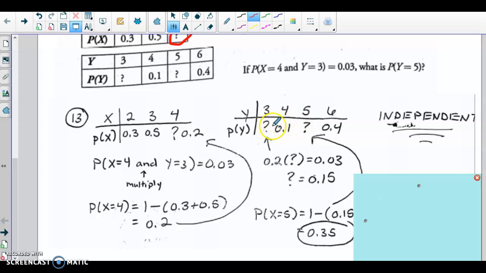Now I'm back to what I'm really good at here. I know if this is 0.15, this is 0.1, and this is 0.4. They all have to add to 1. So that final question mark is 0.35. I hope this video clarifies those probability FRQs.